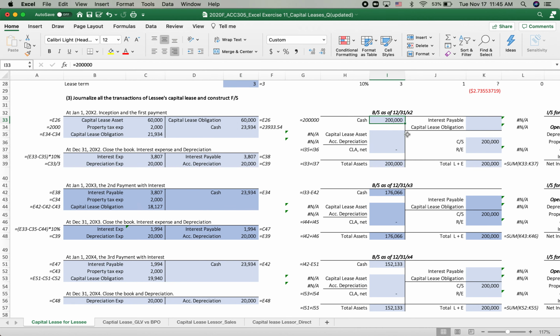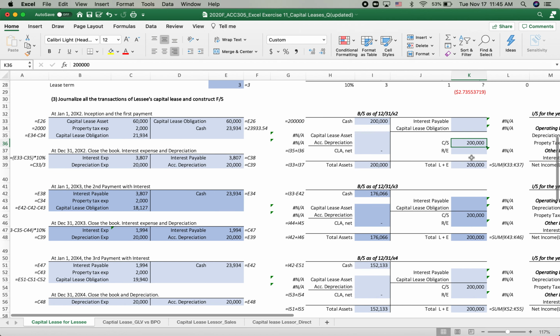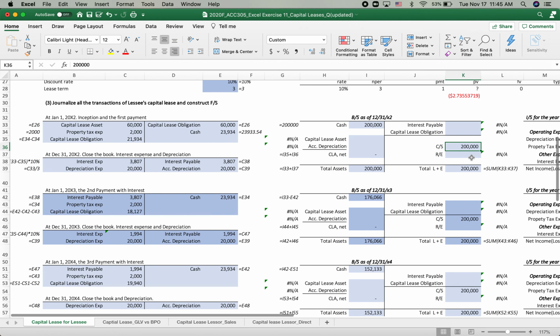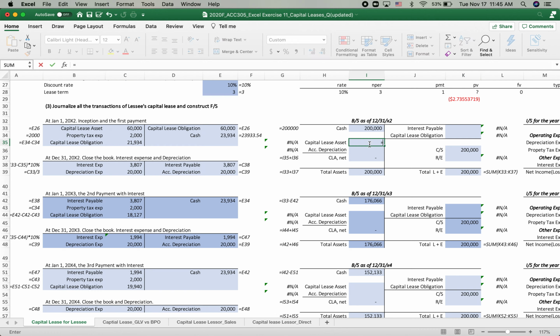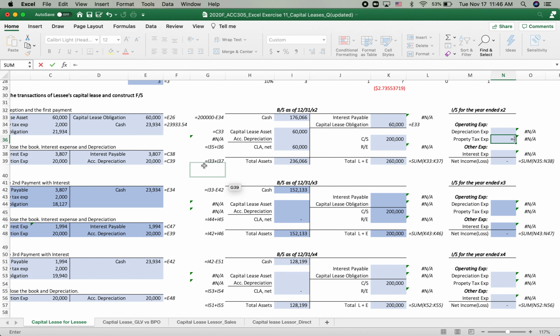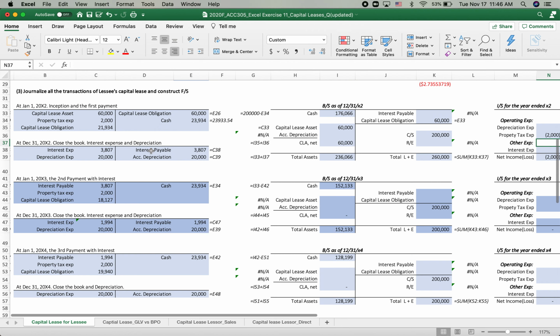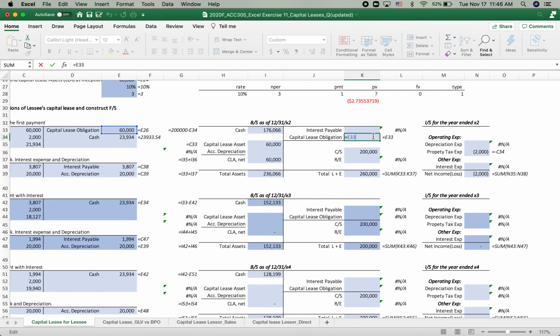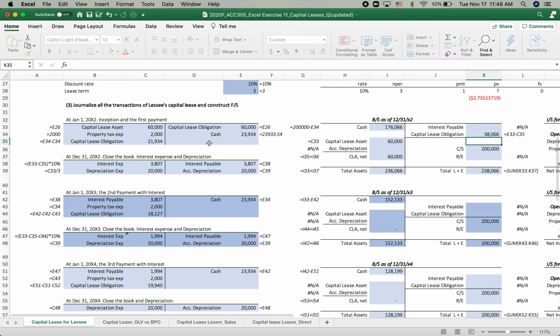Okay, let's start. The company has the cash and the common stock, balanced out with $200,000. Then let's put in the first year. The capital lease asset 60,000, and then capital lease obligation 60,000. Okay, so balanced out, and then we pay the cash out 23,934. That includes the property tax expense 2,000, and the capital lease obligation should now be reduced by this first payment.